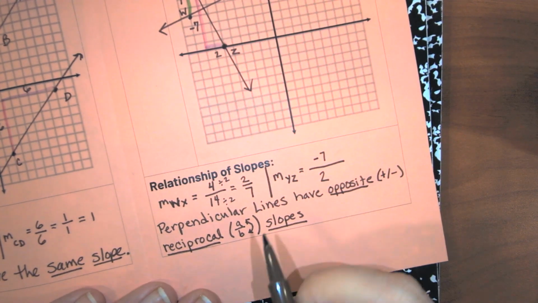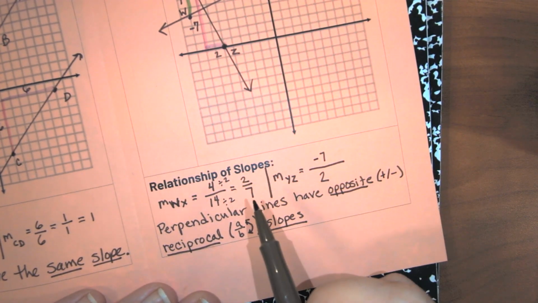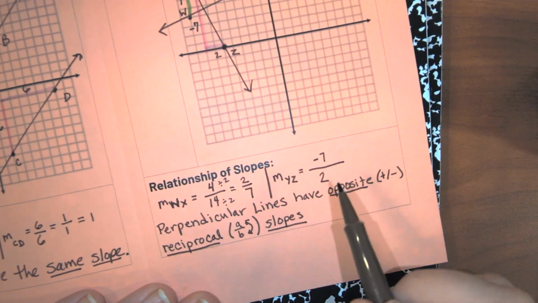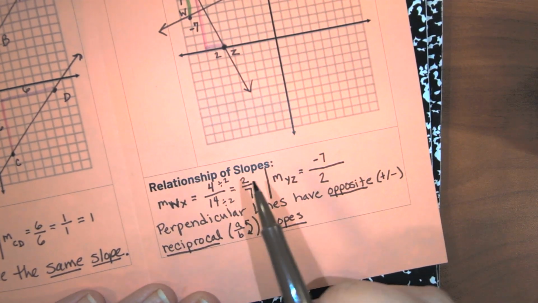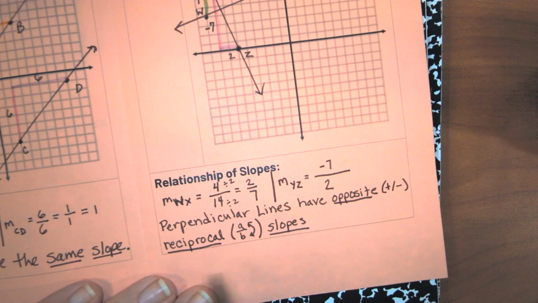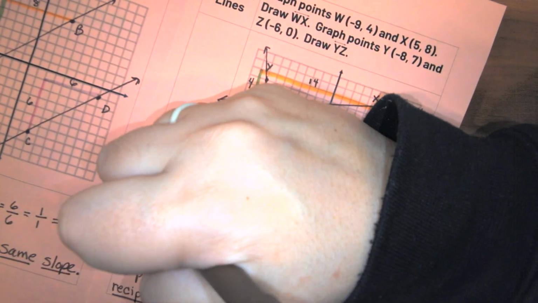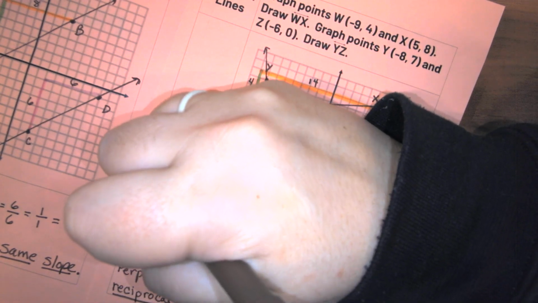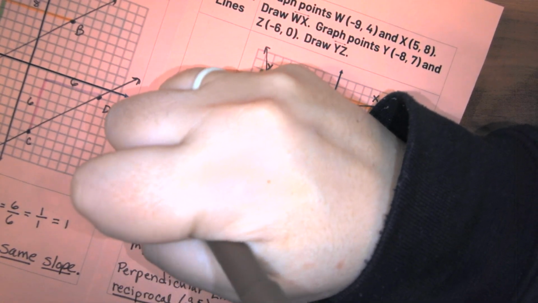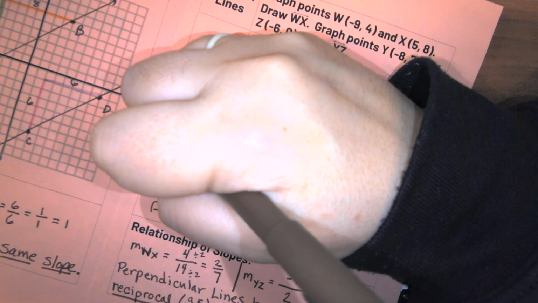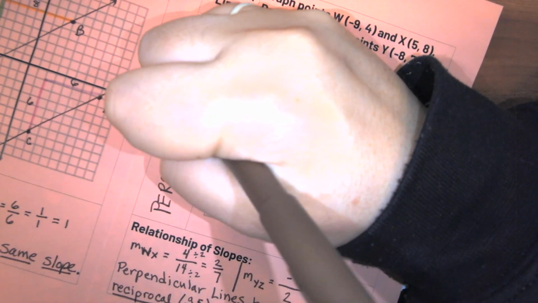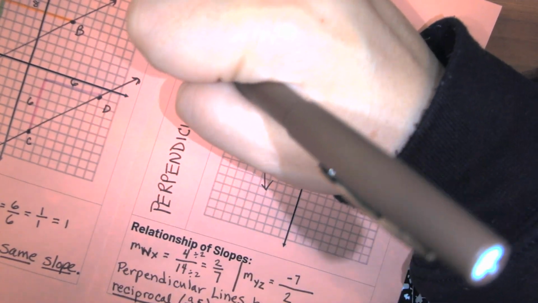So when you see this pattern where the numbers are the same but one's the numerator and one's the denominator and then they're flipped and one's whole slope is positive and the other whole slope is negative, that tells you that you have perpendicular lines. So let's add that in on the side here. Perpendicular lines.